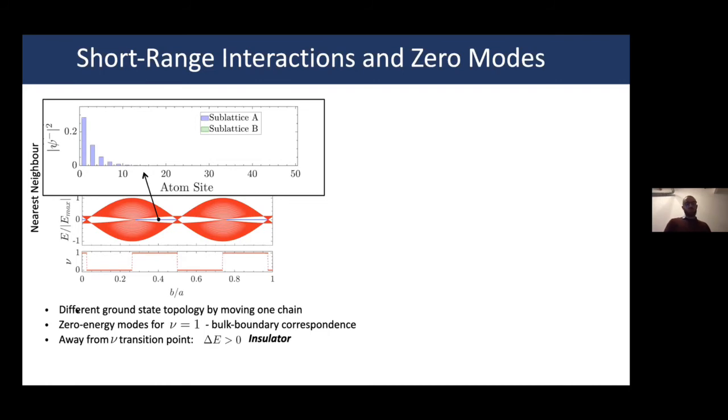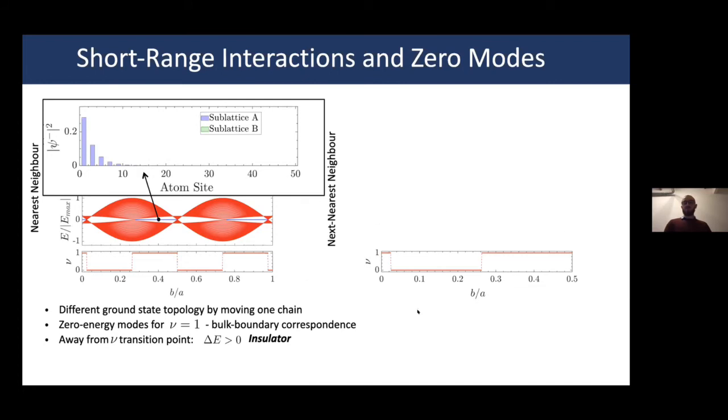So we show that as we vary the offset, we can move between the topologies, and we find these 0 energy modes for the winding number equal to 1 phase, also known as bulk boundary correspondence. And then away from the transition points, we have regular insulator and topological insulator phases. So now if we move to next nearest neighbor interactions, the first thing to note is that we break chiral symmetry. So the uneven interactions, the likes of J2, J4, J6, is what breaks the chiral symmetry.